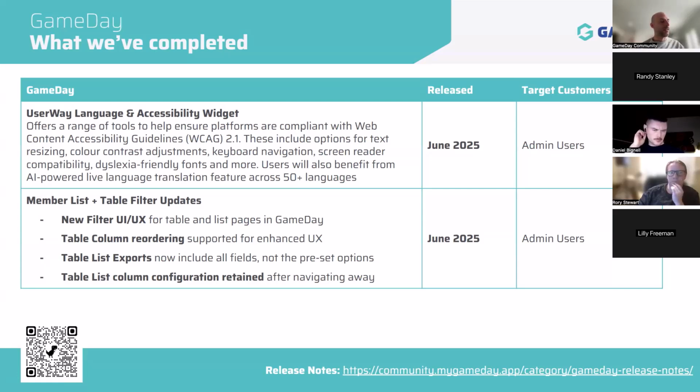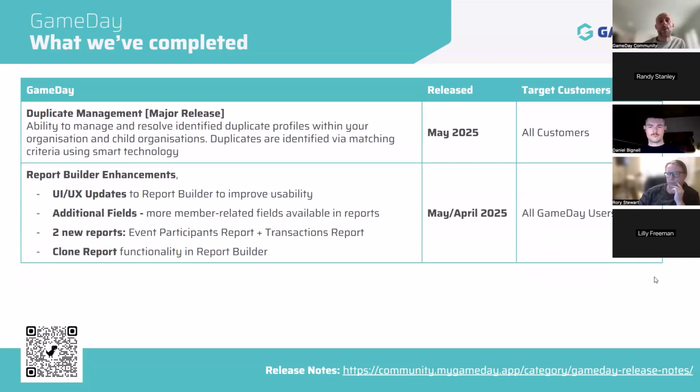The next set of updates was the duplicate management. Duplicate management was a major release that we released in May. So essentially, again, utilizing smart technology, it identifies these duplicate profiles for you if there's any match on certain data points. We're using essentially a fuzzy matching as well. So if there's something that looks like it may be a duplicate, that'll be brought to your attention. And then you can either resolve those duplicates by merging them or keeping them as separate.